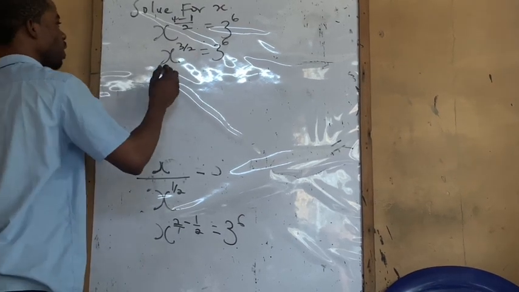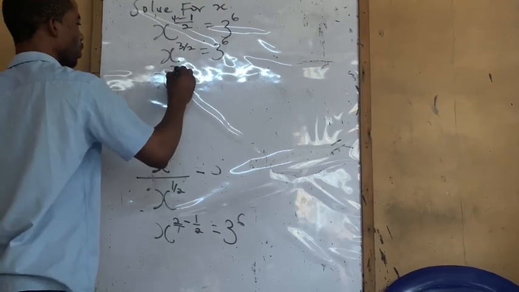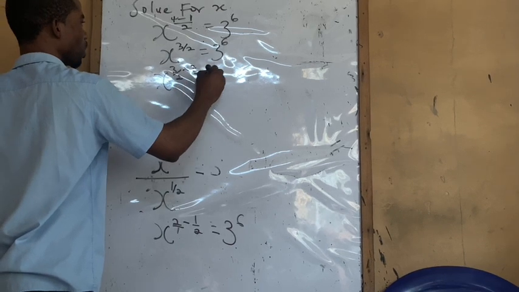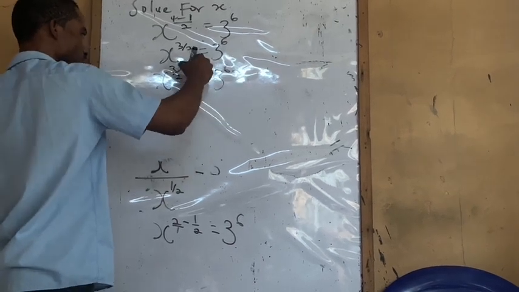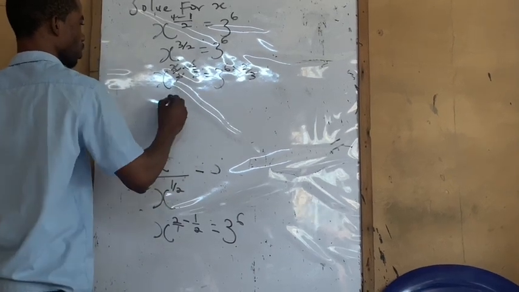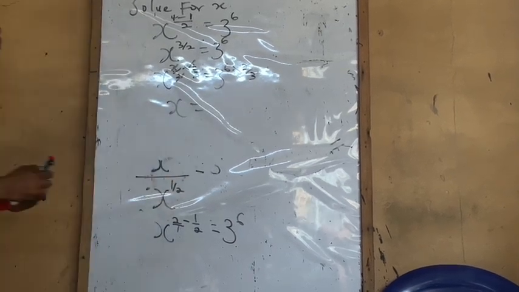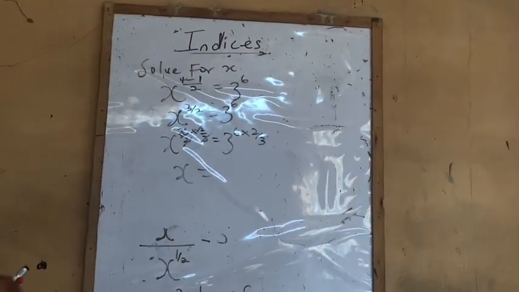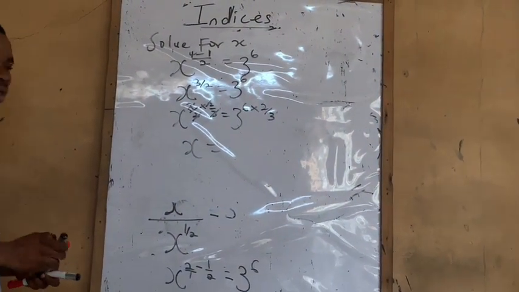What's the inverse of 3 over 2? That is 2 over 3. So 3 over 2 times 2 over 3, the 3 cancels 3, 2 cancels 2. Our aim of using the inverse is to make sure that we eliminate this. That means the x will stand alone.